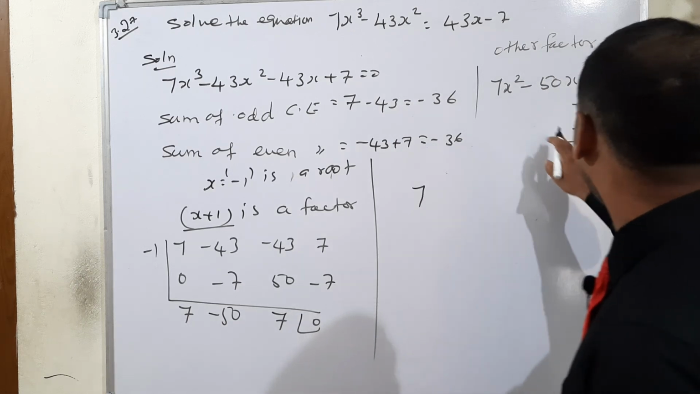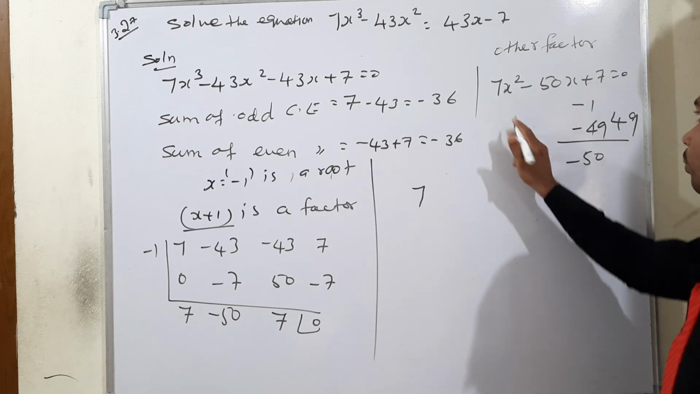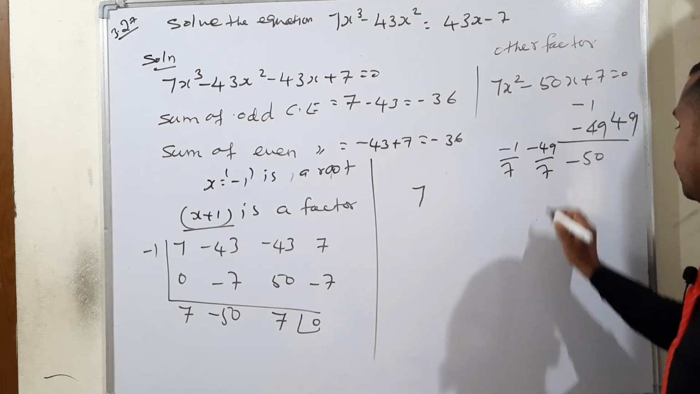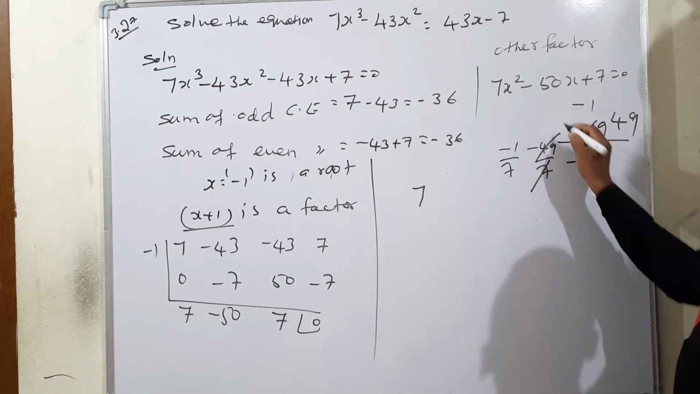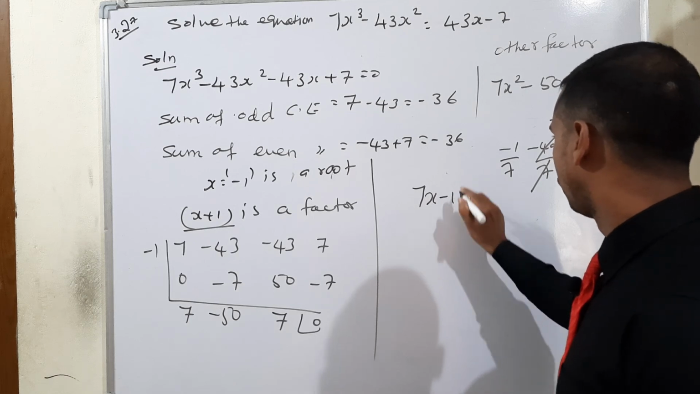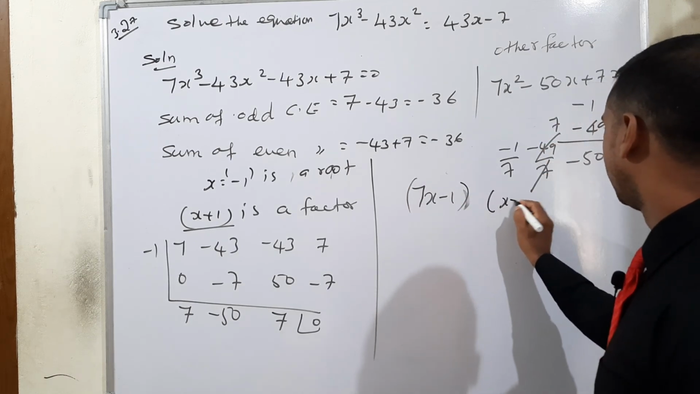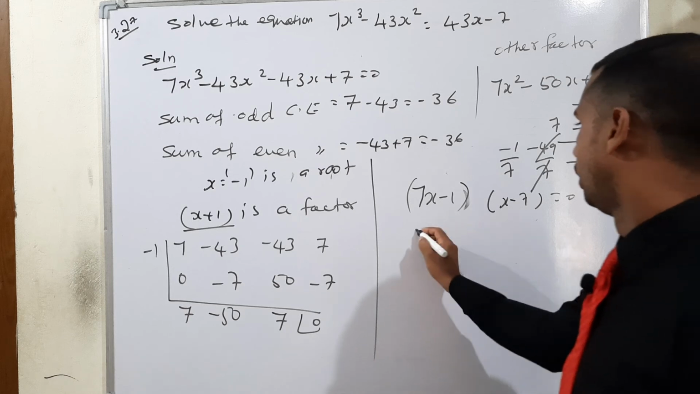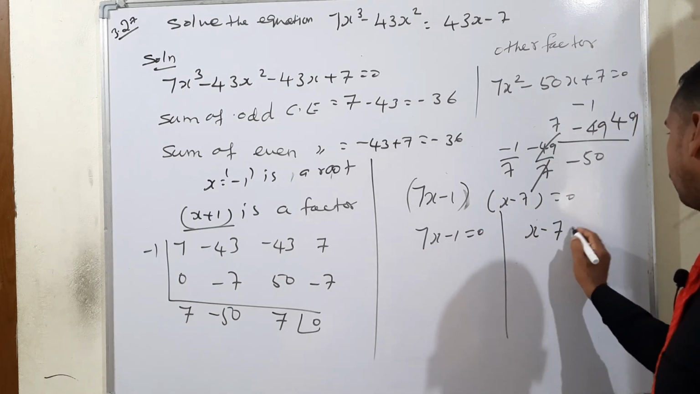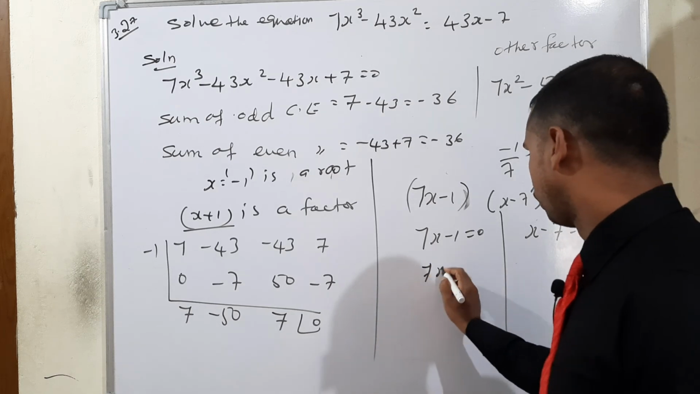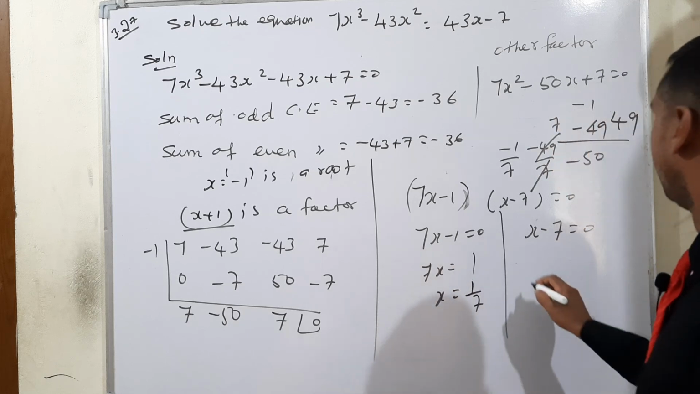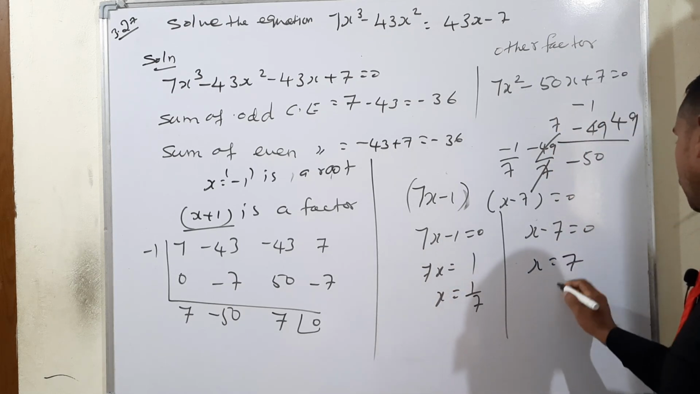Therefore, already we have the leading coefficient more than 1. What we have to do? First condition minus 1 by 7. Second condition minus 49 by 7. So 49 by 7 cancels, which means 7 times. Therefore how to rearrange it? 7x minus 1 is one factor, another one x minus 7 is equal to 0. So separate each to 0: 7x minus 1 is equal to 0, then x minus 7 is equal to 0. Therefore 7x is equal to 1, so x is equal to 1 by 7.